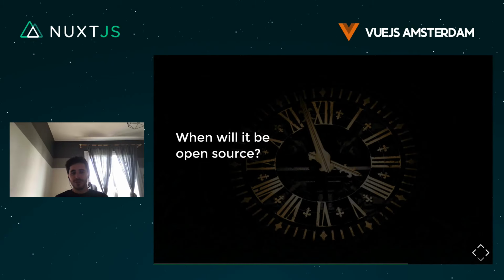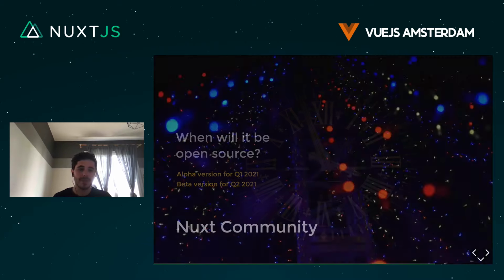So now the big question is, when will it be open source? We have been discussing a lot, and we have a big roadmap to make it as compatible and easy to migrate from Nuxt2, and this is taking a lot of time, obviously. We want to open a private alpha for the internal contributors for Q1, so this quarter 2021, and we want to open a beta version for the second quarter of this year.